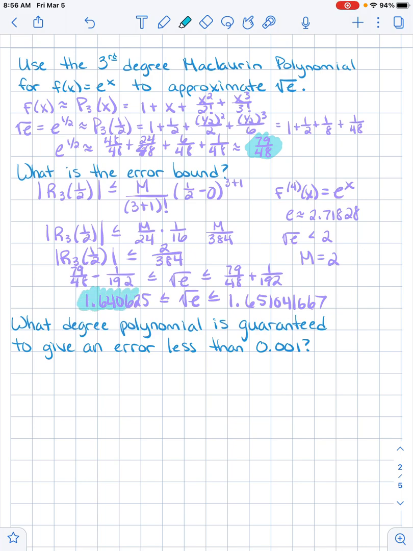So we're saying, based off of all of our estimations, based off of all of our best guesses, our convenient values that we chose, we're pretty confident with our answer. We're saying that our answer for the square root of e is somewhere between those two numbers. And that's pretty close, depending upon what you're doing.